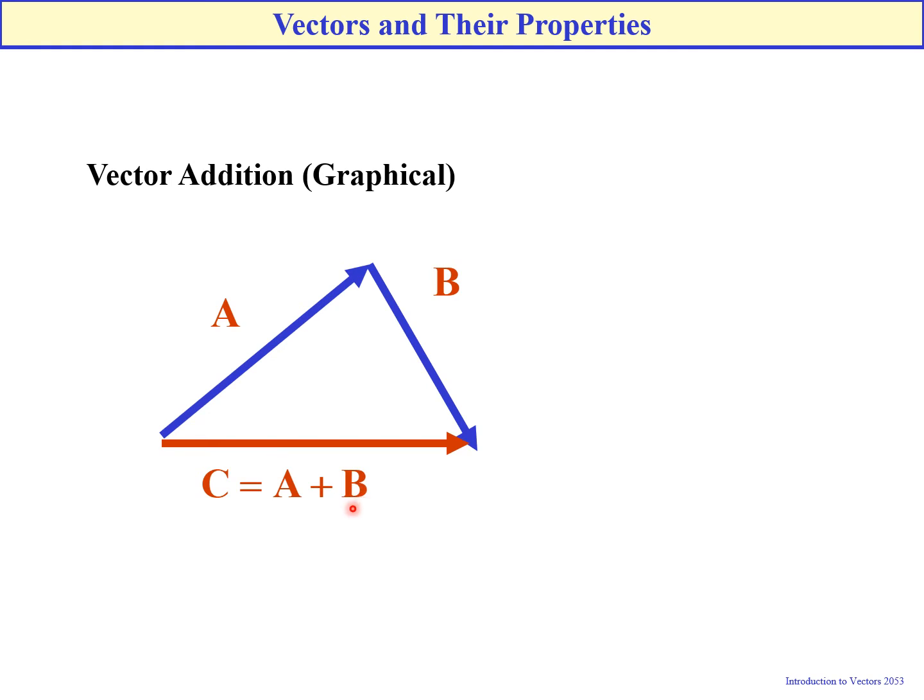Now I will tell you that it doesn't matter if you put B at the tip of A and then go from the beginning of A to the end of B, or if you put the beginning of A at the tip of B, and then go from the beginning of B to the end of A. It would be the same magnitude and same direction. So this property is actually commutative, meaning A plus B for vectors is the same as B plus A.